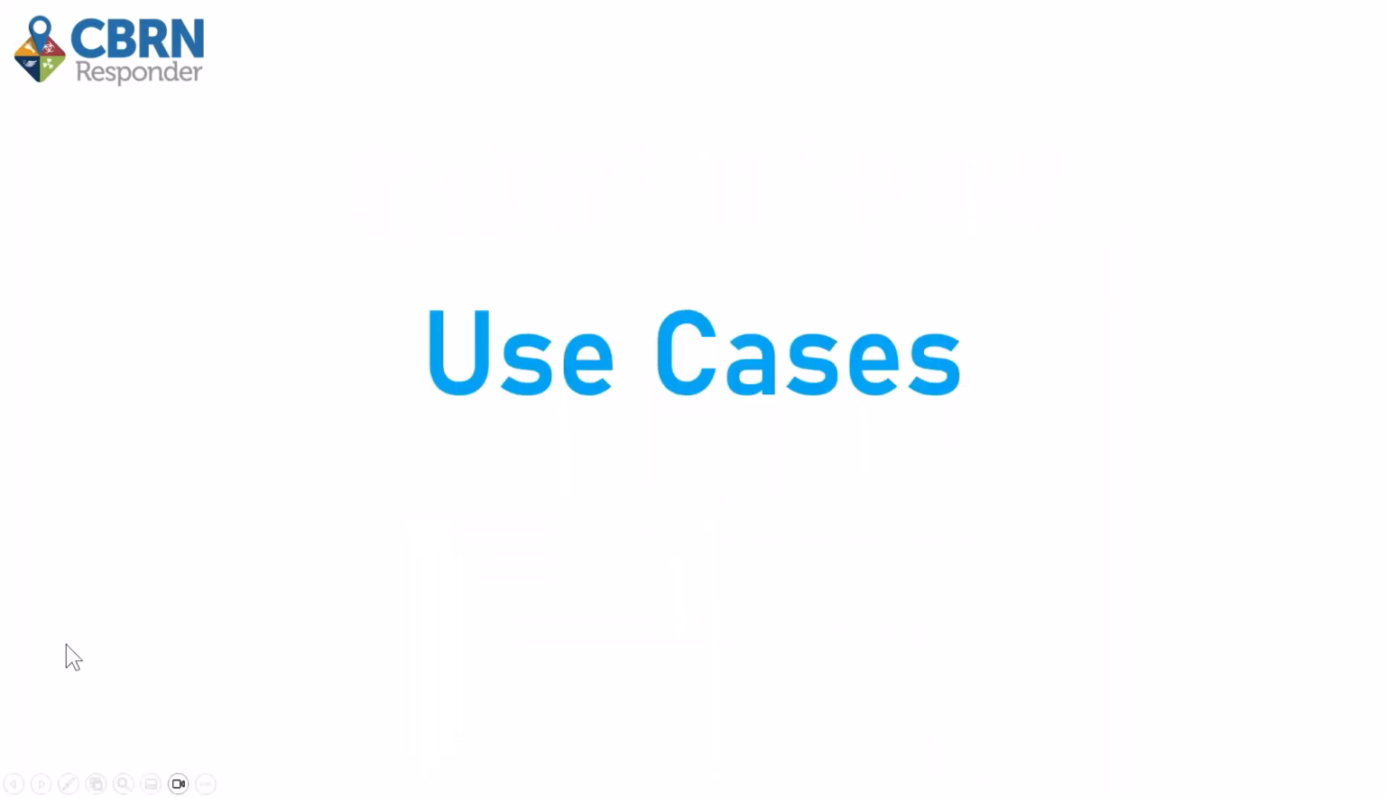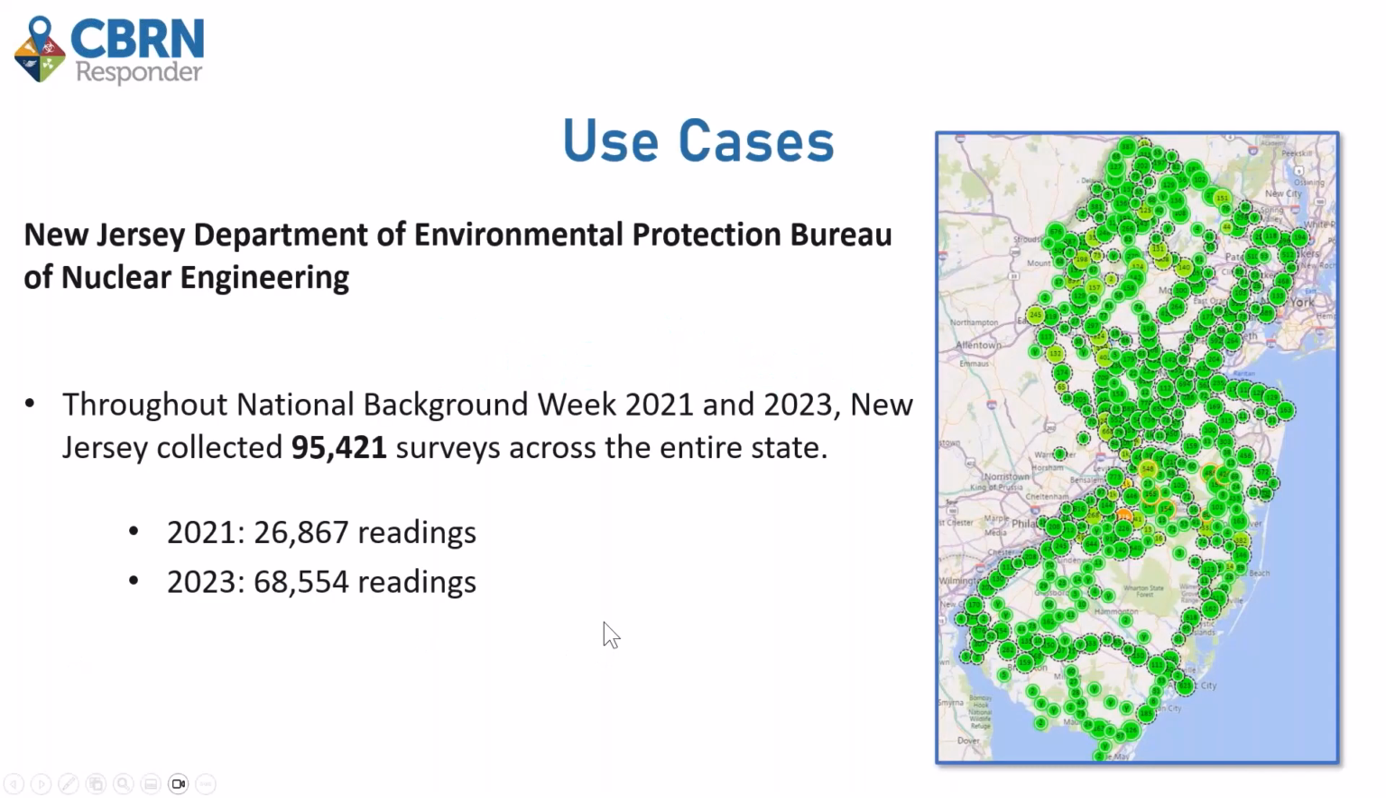Now I'll go into some use cases of the equipment API and how you can utilize that in your events. This image here in this slide focuses on the New Jersey Department of Environmental Protection Bureau of Nuclear Engineering during a National Background Week.